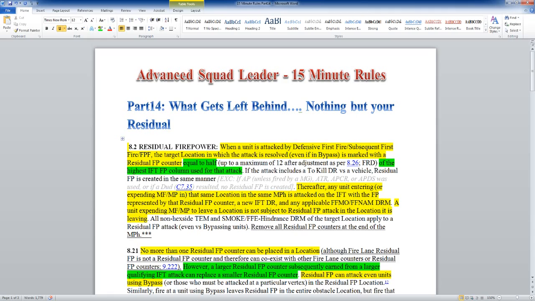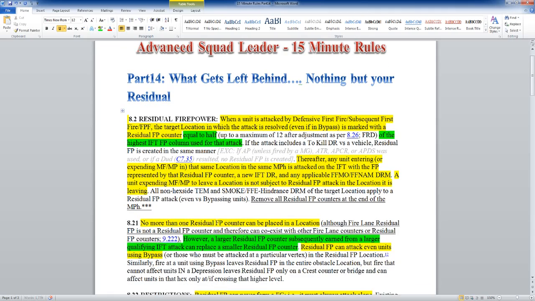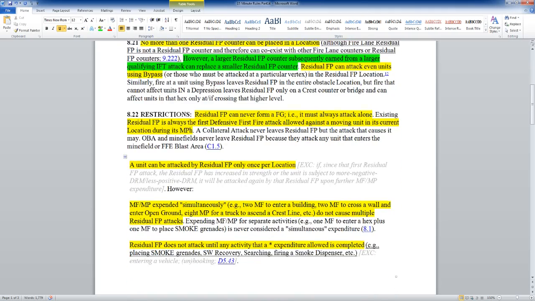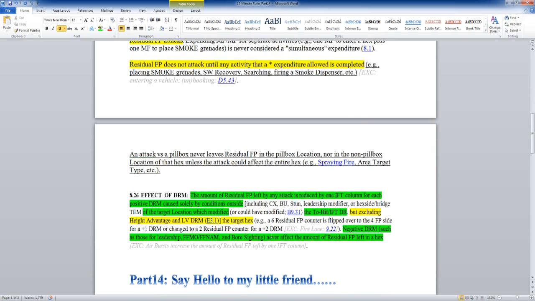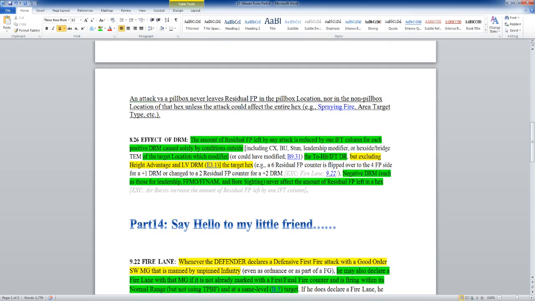Welcome back to Part 14. We're talking about residual firepower and all the rules associated with that last time. Unfortunately, I missed one of the most important rules. That is 8.26, so I want to bring that to your attention before we move on. The effects of the die roll modifier. You can see most of this paragraph is in green, which means it's very, very important.